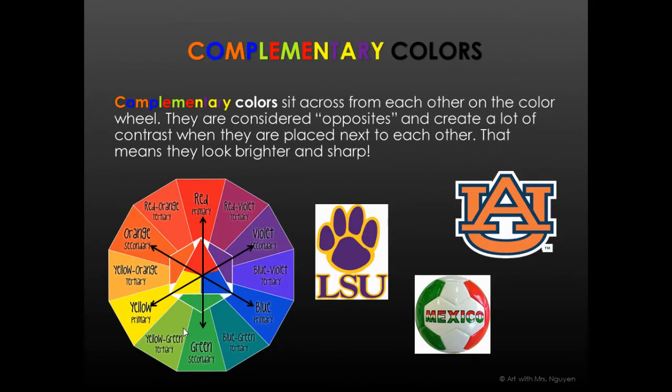Complementary colors sit across from each other on the color wheel. They are considered opposites and create a lot of contrast when they are placed next to each other. That means they look bright and sharp. They really pop. A lot of sports teams, and logos for different companies, will use complementary colors because they look so good on a uniform.